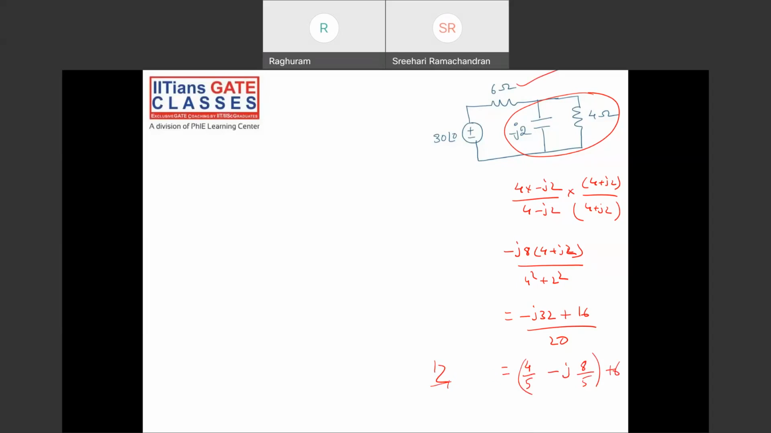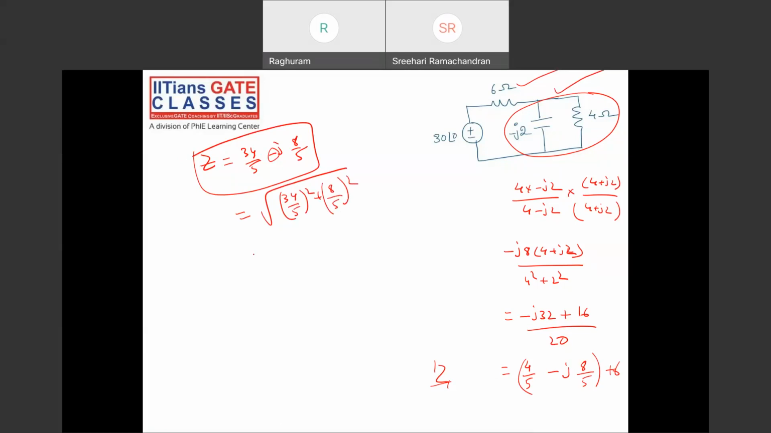So Z is equal to 6 plus 4 by 5, which is 34 by 5, minus J 8 by 5. This is a capacitive circuit, that's why you got it as minus. So for the magnitude, under root, 34 by 5 square plus 8 by 5 square. Find the value of this.